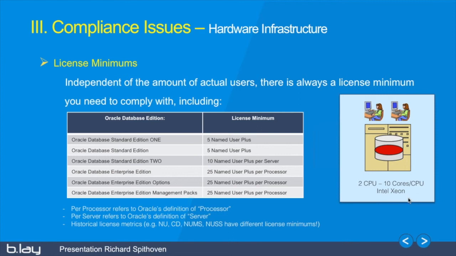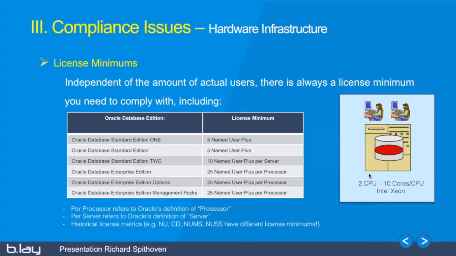Now, what you see there is that a lot of people think, oh, 2 CPUs, so 2 times 25, so 50 named user plus is my minimum. But people forget that "per processor" is written with a capital P, which means that Oracle refers to Oracle's processor definition. If you follow Oracle's processor definition, in this example it would be 2 times 10 is 20 cores, multiplied by 0.5, because that is the core factor for Intel Xeon, resulting in 10 processors according to Oracle's processor definition. This server would therefore have a minimum of 10 multiplied by 25, which is 250 named user plus licenses.